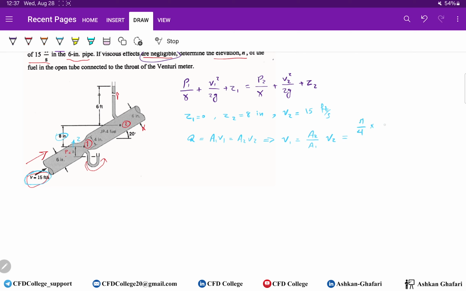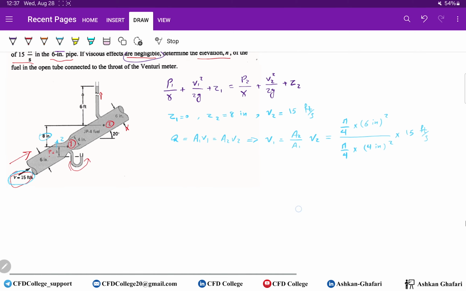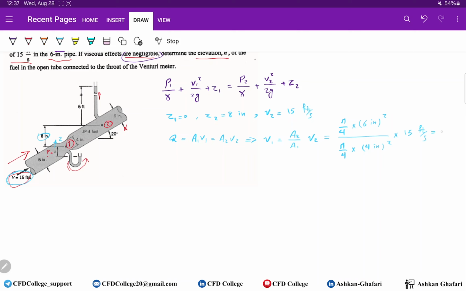A2 is pi over 4 times 6 inches squared, and A1 is pi over 4 times 4 inches squared, and the velocity at point 2 is 15 feet per second. Here you don't need to convert inches to feet because we have inches in the numerator and the denominator. So from this equation you can find the velocity at point 1, which is 33.75 feet per second. As you can see, it's much greater than 15.